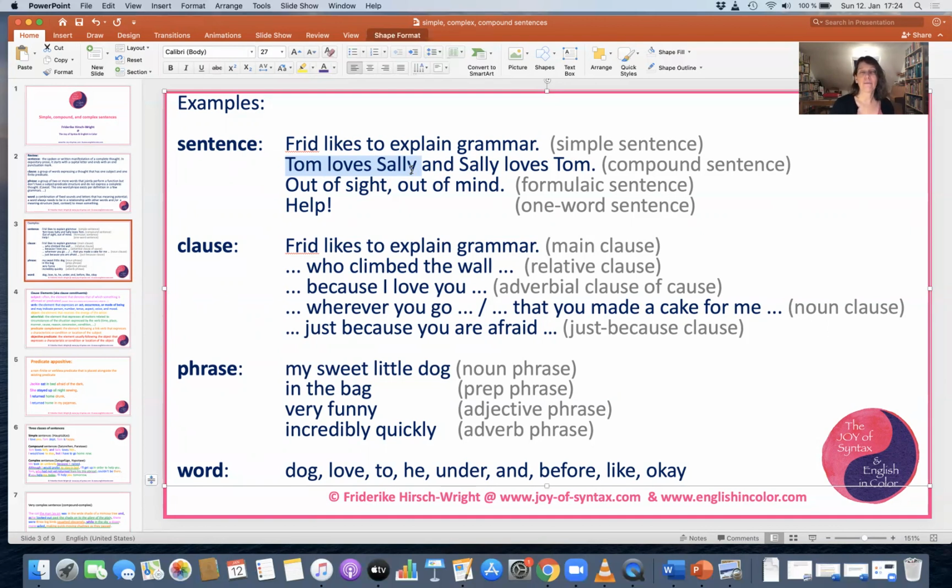Out of sight, out of mind. This is also a sentence. It's an expression of a thought, and it's a formulaic sentence. It doesn't have a clause structure, but it still has meaning.